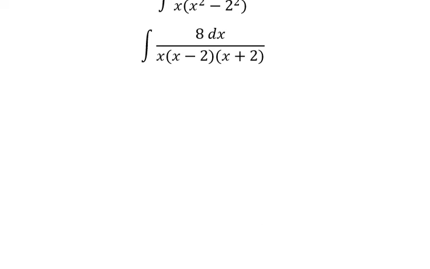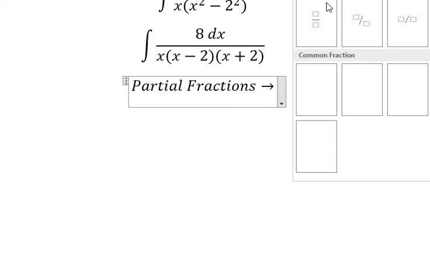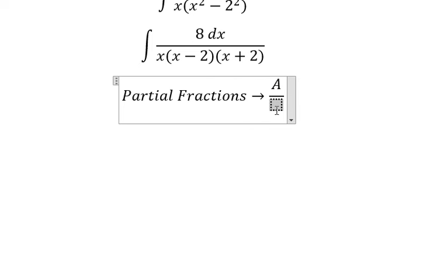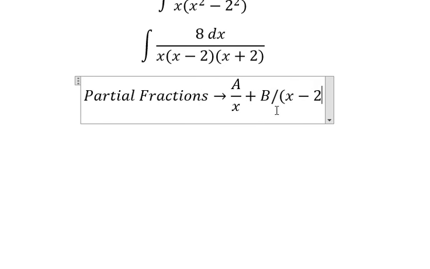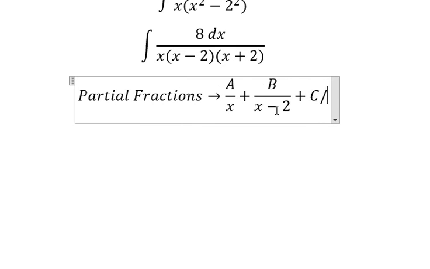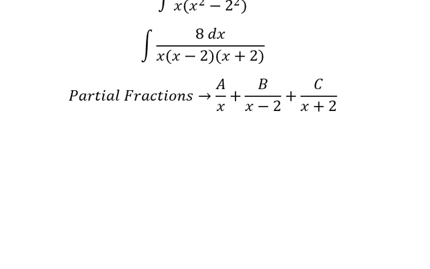Now we can use partial fractions. So I will put capital A over x, capital B over x minus 2, and capital C over x plus 2. Now we do common denominator.